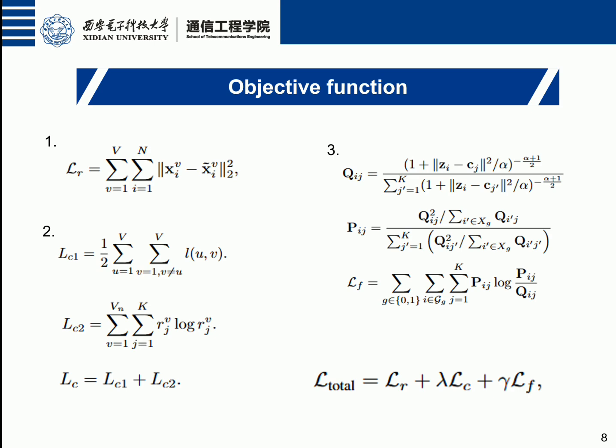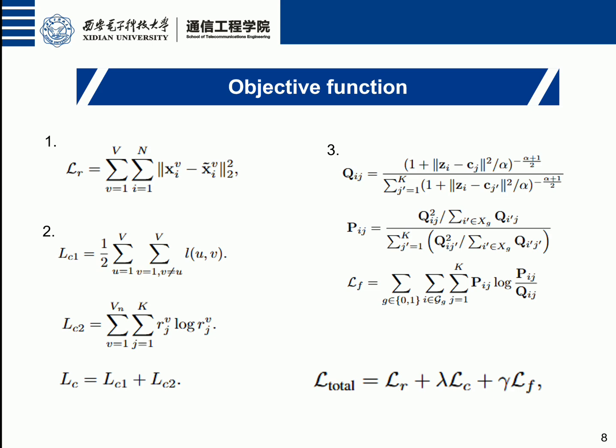Each loss corresponds to a core goal in the model design, and together they ensure the robustness, consistency, and fairness of the model. First, let's look at the reconstruction loss, denoted as L_R. As shown in Formula 1, the essence of reconstruction loss is to minimize the Euclidean distance between the input sample and its reconstruction for each view.